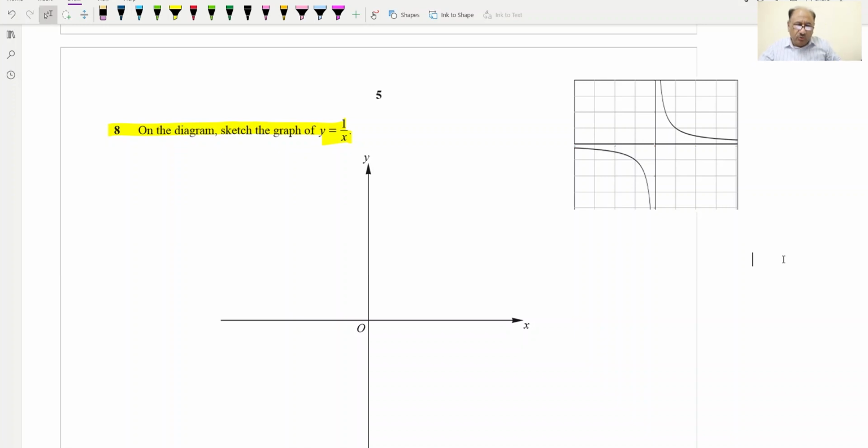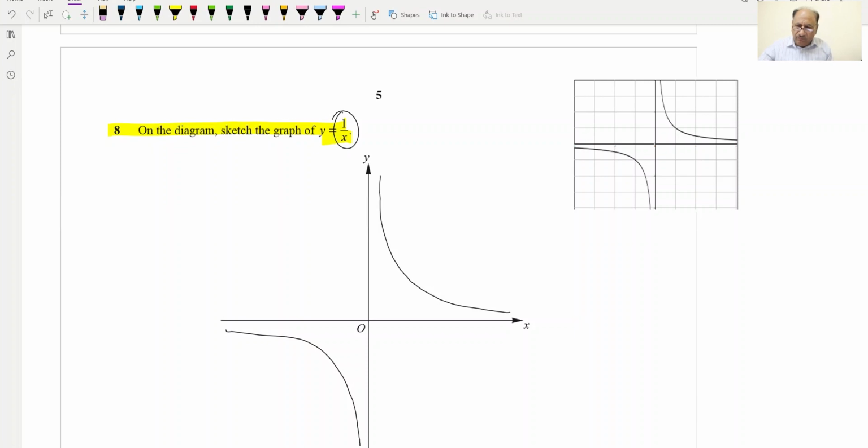1 over x. We know it is positive 1 over x, so it will have an asymptote at x equal to 0, and reciprocal graphs are like this one, not touching the x-axis or y-axis. And if it is positive 1 over x, it is in this and this quadrant. If it is negative 1 over x, then it will be in these two quadrants.